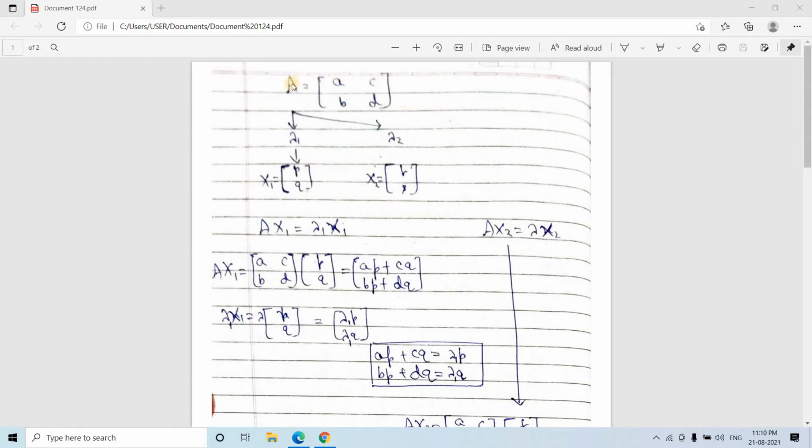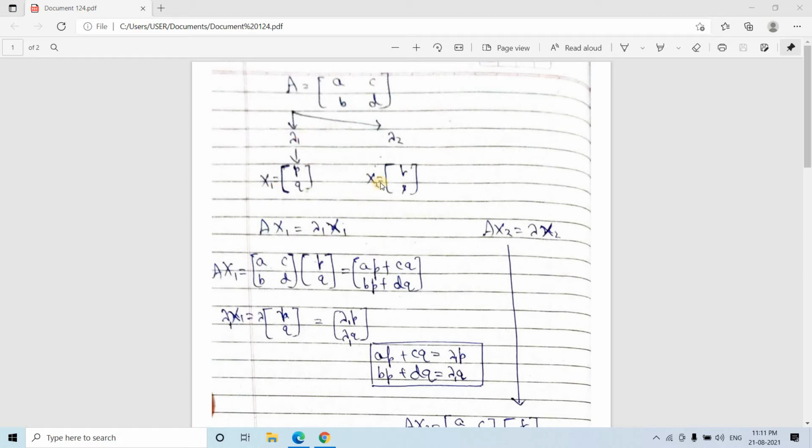Now consider for this matrix A, the elements are a, b in the first column and c, d in the second column. For this matrix, we have two eigenvectors x1 and x2, where x1 and x2 both will obviously have dimension 2 cross 1, because this transformation matrix is 2 cross 2. So if the transformation matrix is n cross n, the eigenvectors will be n cross 1. That's what I have already discussed in detail in my previous video.